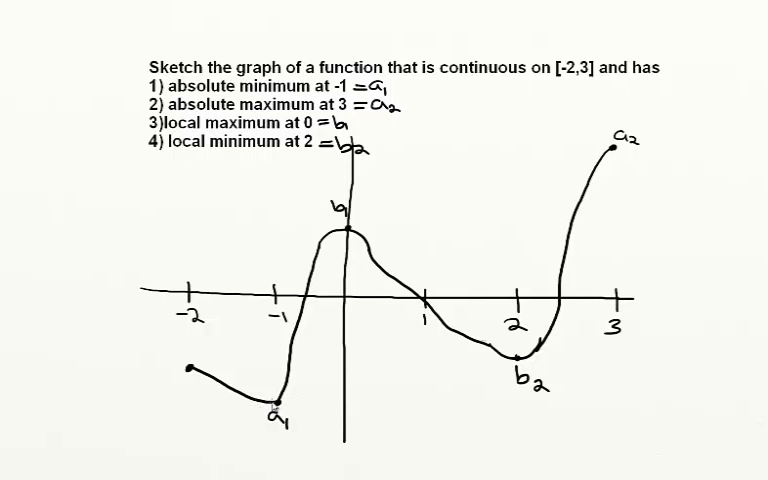We have a function that's continuous from -2 to 3. We've got an absolute maximum at A2. We've got an absolute minimum at A1, and we have a local max and min at the values we wanted. So this function satisfies our properties.